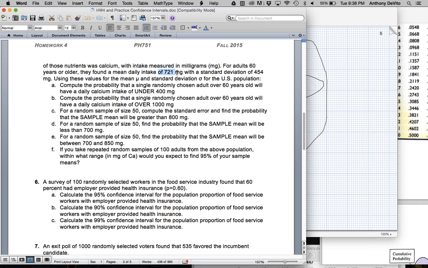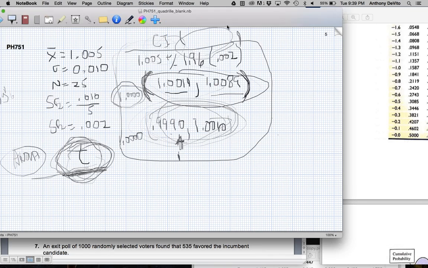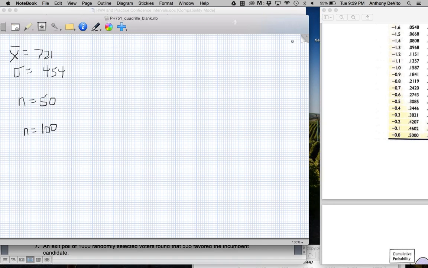Going to assume that this is the true mean and this is the true standard deviation for calcium intake for adults 60 years and older. Compute the probability that a single randomly chosen adult over 60 will have a daily calcium intake of under 400 milligrams. Okay, let's take a look at this.